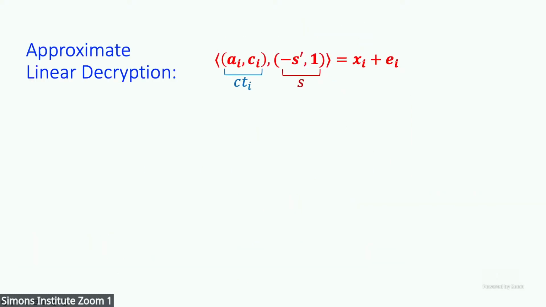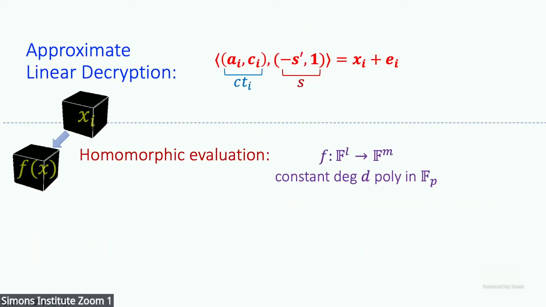Now, why is this so nice? What this means is that I can do any constant degree polynomial evaluation also in a similarly nice way. So why is that? Think about it this way.